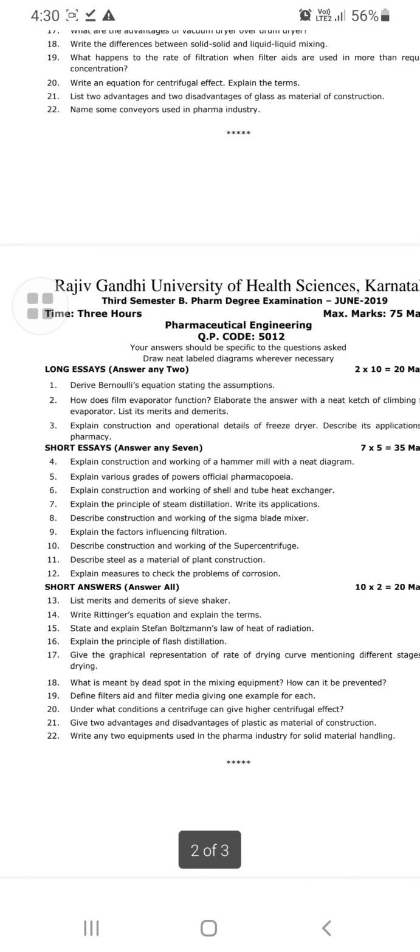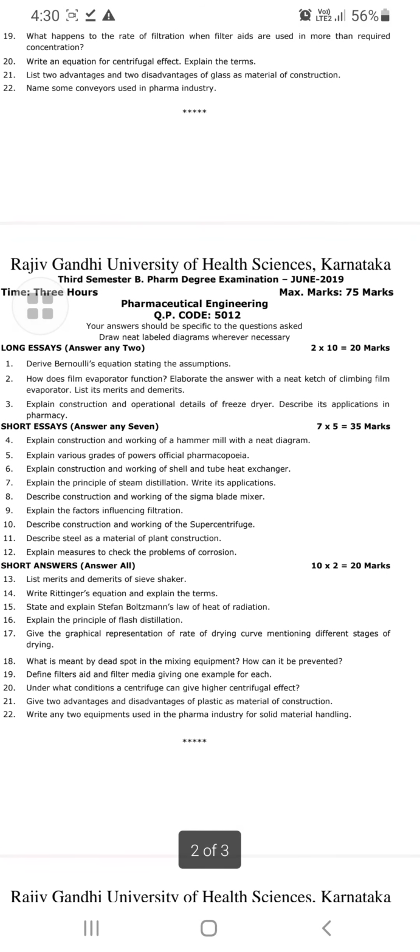See, derive Bernoulli's equation stating the assumptions. Bernoulli's equation is a very important one, so go through it. Then, how does a film evaporator function? Give an elaborate answer with a neat sketch of a climbing film evaporator, and list the merits and demerits of that evaporator. Very simple. Write how the film evaporator functions, and draw a neat labelled diagram of the climbing film evaporator.